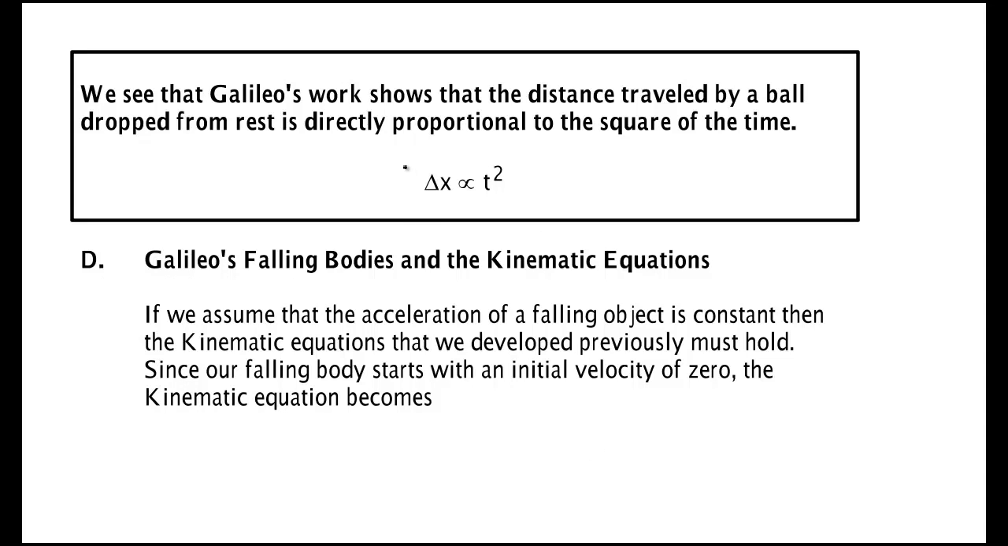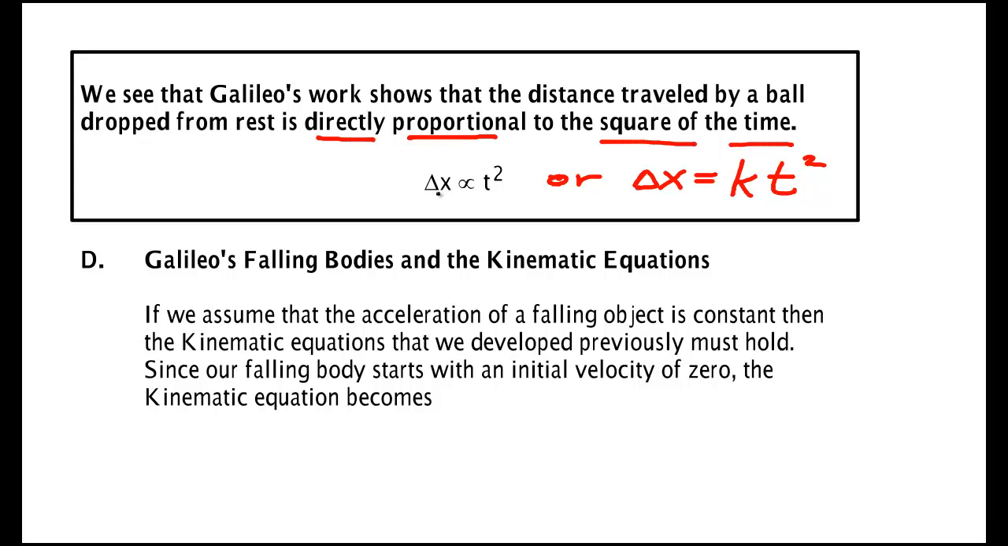What physicists say is that it's directly proportional to the square of the time, meaning that it's not equal because there may be a conversion factor here. If you want to make something equal, then you say delta x is equal to, and you have to put some conversion constant called a proportionality constant in there. So this says if you double the time, you'll get 4 times the displacement. If you triple the time, you'll get 9 times the displacement.